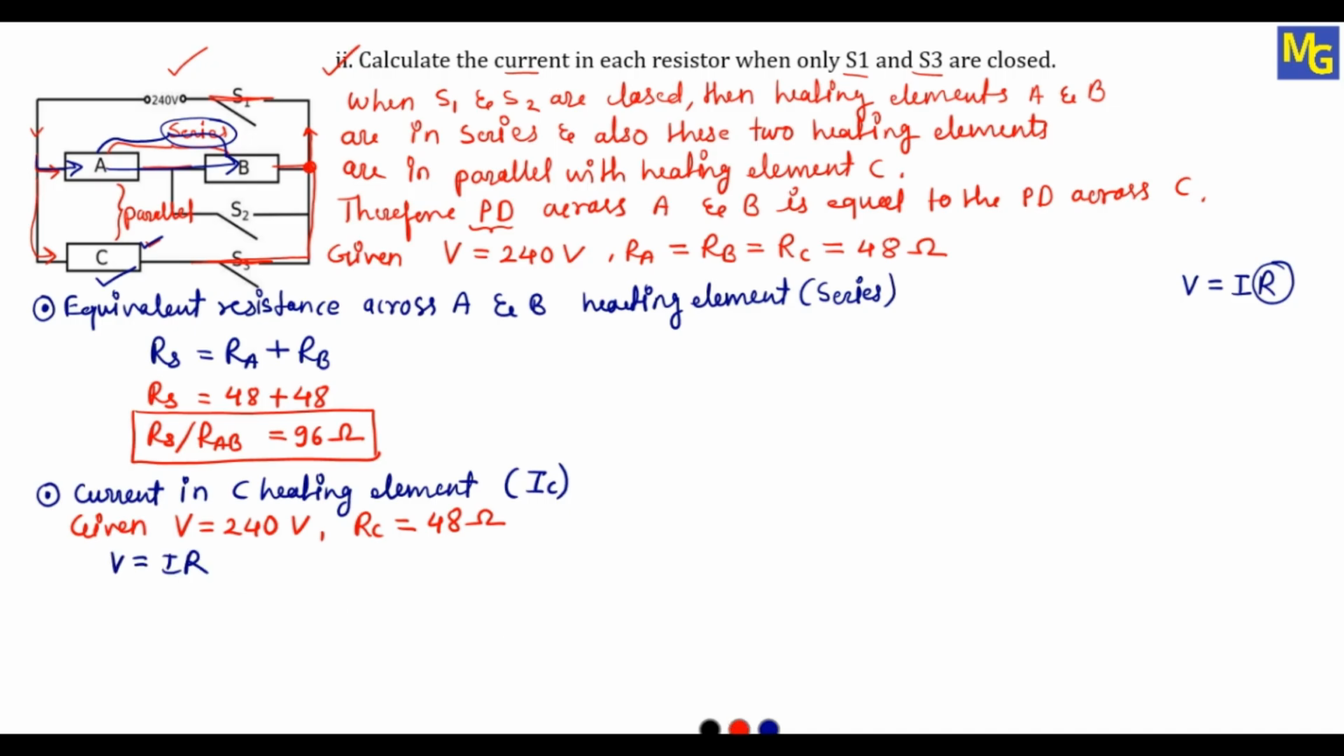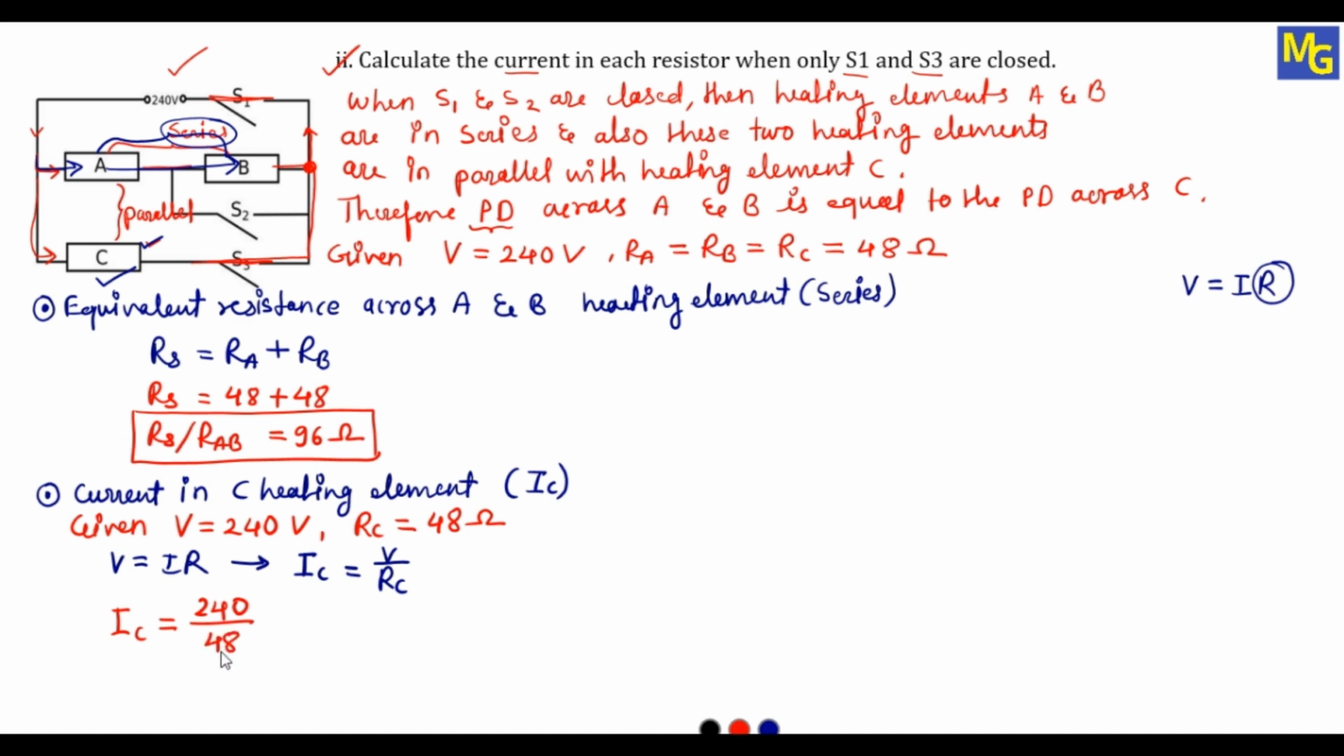So use the formula to find out V is equals to IR. So as I told, we have to find out the current. So if we rearrange the formula, we will get IC is equals to V divided by R. R is nothing but, you can take RC also. So now substitute the values. IC is equals to, what is V? How much V we have? 240. So I'll write it 240. RC, how much we have? It is 48. So I'll write it 48. Now divide this. What we will get the answer?